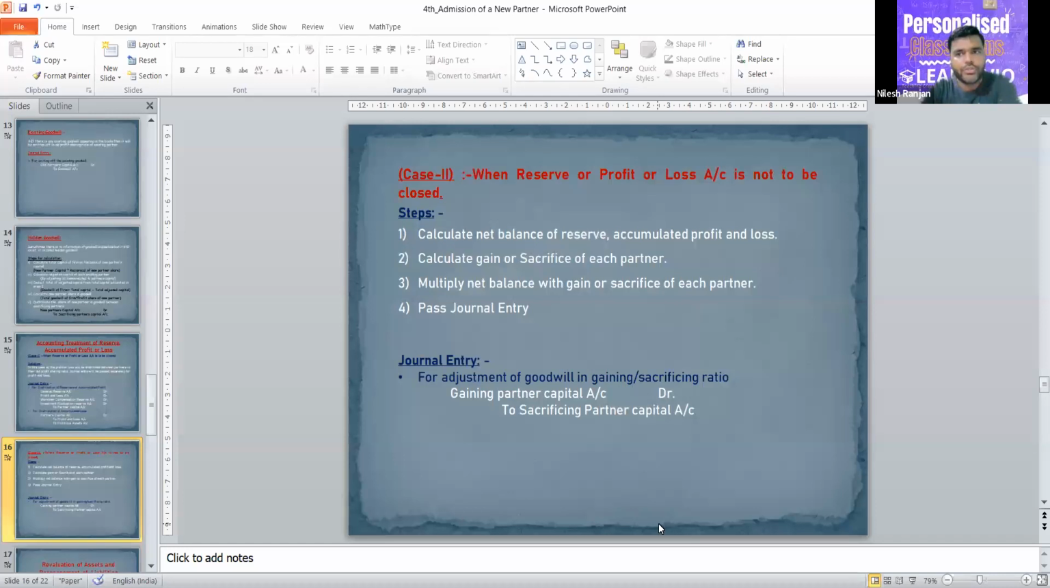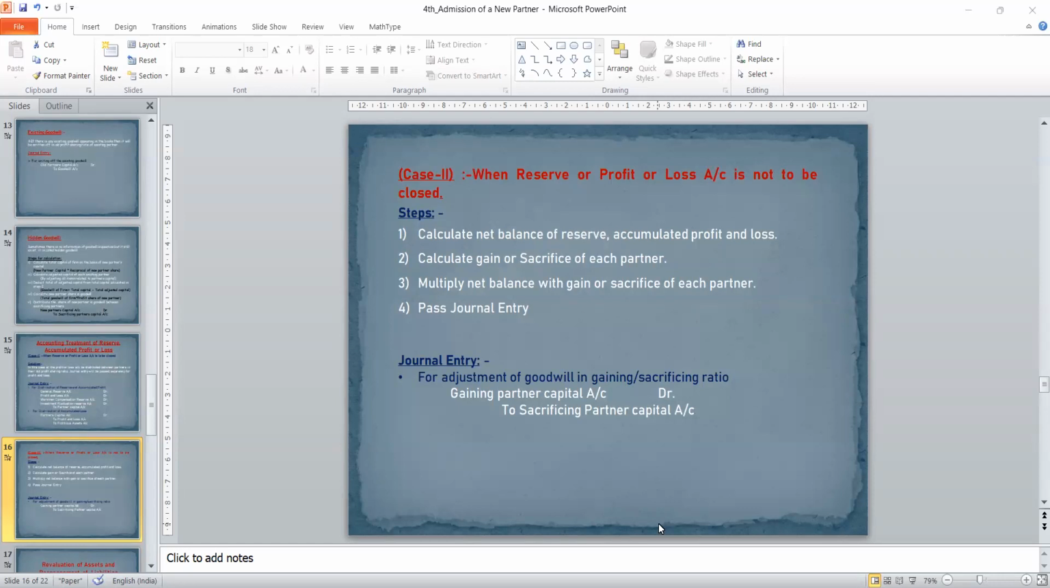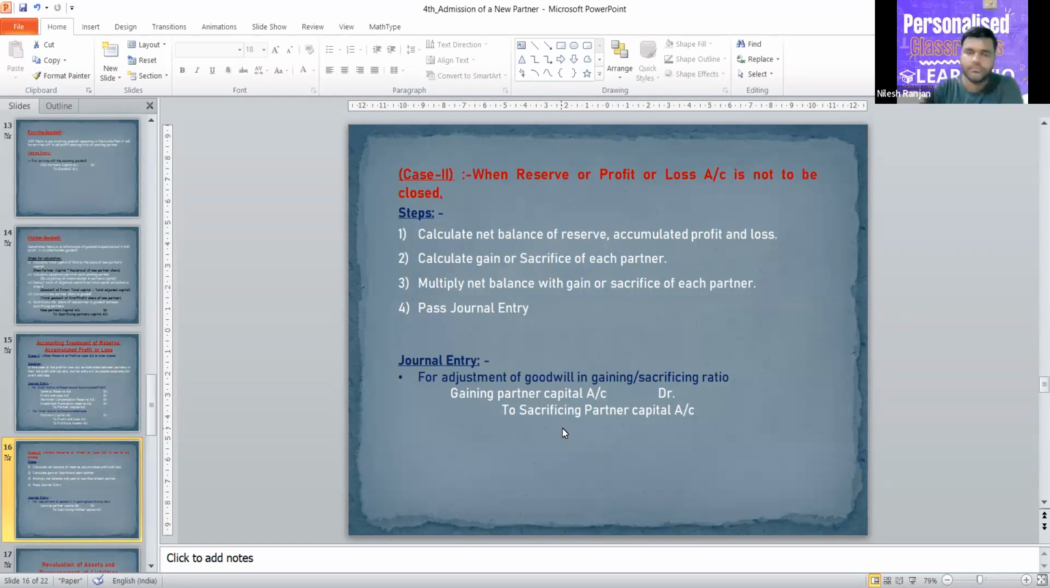Am I audible to you, Ritika, right now? Yes, sir. Okay, you can see the screen also. So this is our second case here. You are writing this. Have you completed?